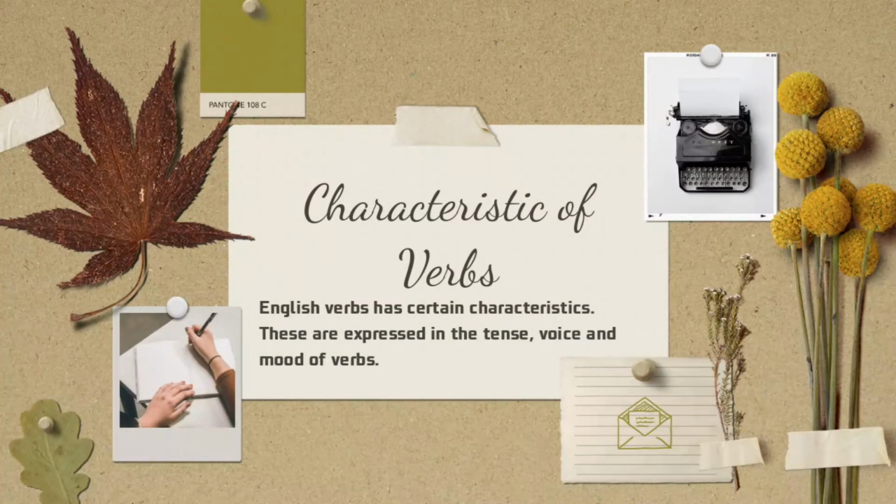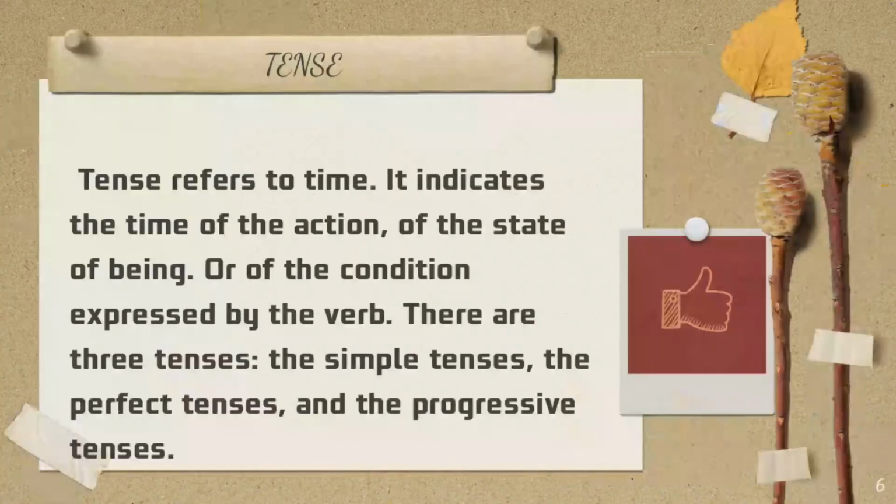Let's proceed to the characteristic of verbs. So English verbs have certain characteristics. These are expressed in the tense, voice, and mood of verbs. Tense refers to time. It indicates the time of the action, of the state of being, or of the condition expressed by the verb. There are three tenses: the simple tenses, the perfect tenses, and the progressive tenses.